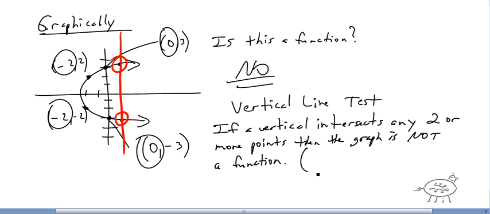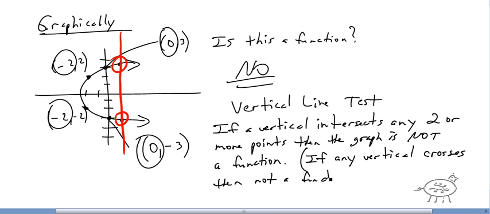Okay, and just kind of put in parentheses here, it can be if any vertical line happens, or if any vertical line crosses, then not a function. If any vertical line crosses, of course, two or more points. Okay, so if any vertical line crosses two or more points, or two or more places on that graph, then it's not a function. All right, so let's do a couple of demos here.